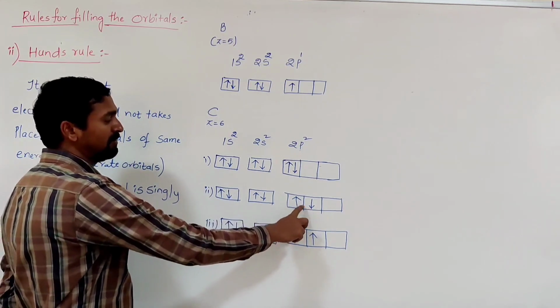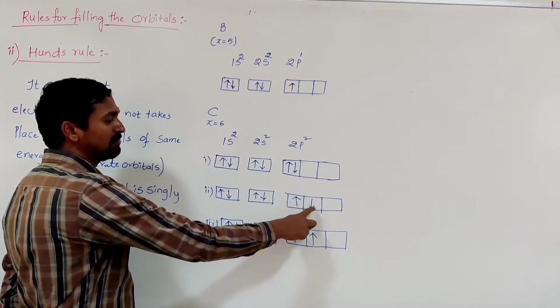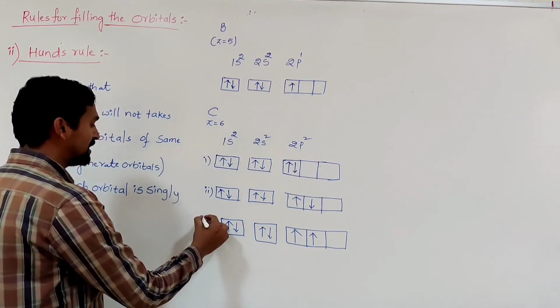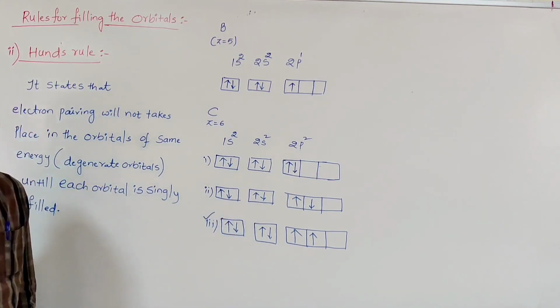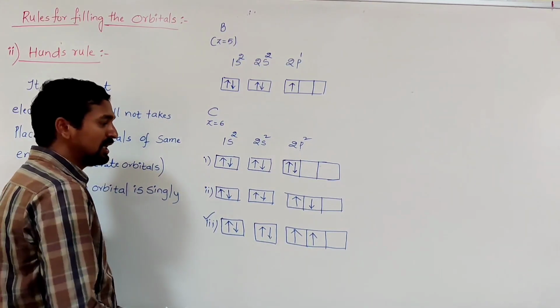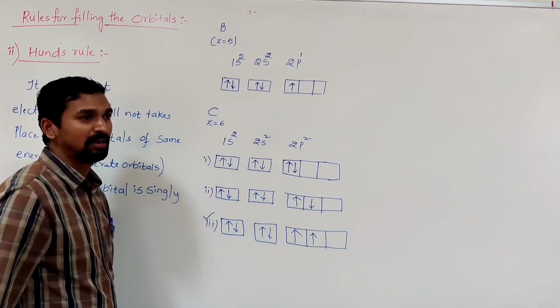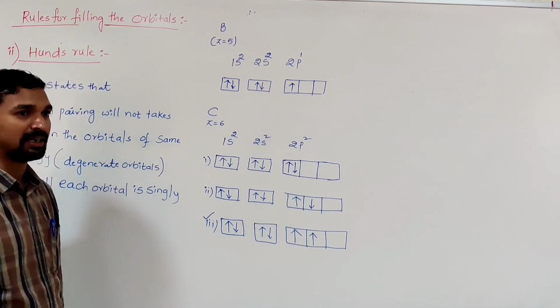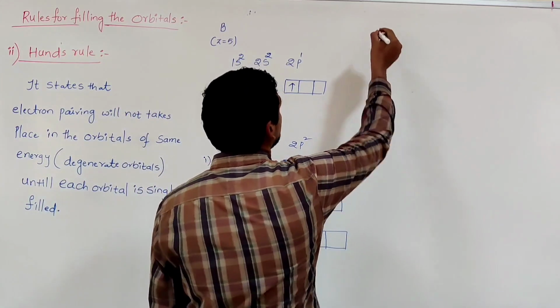And here even though we can arrange in different orbitals, but here what happens? Opposite spin is there. That's why the right arrangement is the third one. That's why first we have to fill up the electrons in each orbital having the same energy. Then after that the pairing will start. So let us take one more example, you can understand easily.